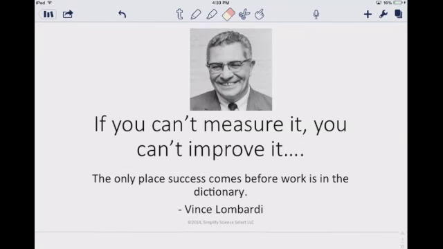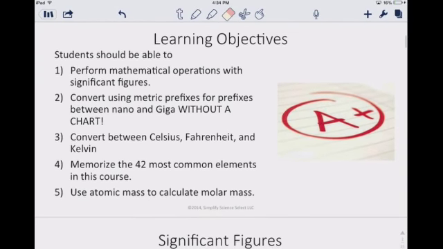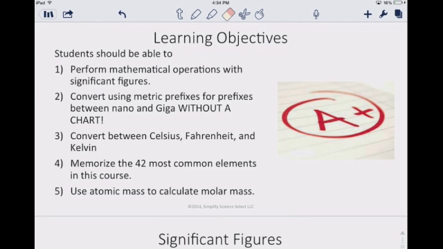Okay, let's go ahead and start talking about "if you can't measure it, you can't prove it." Quote here from Vince Lombardi: "The only place success comes before work is in the dictionary." So, jumping down to our learning goals, students should be able to perform mathematical operations with significant figures.